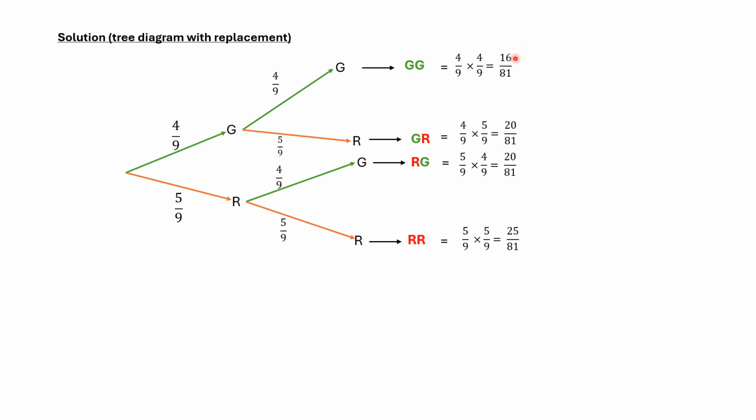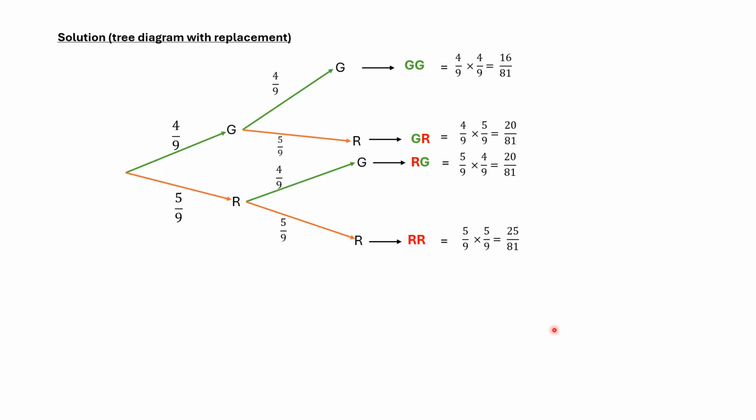So if you add 16 plus 20 plus 20 plus 25, it should also give you 81. So 81 divided by 81 is 1. So this means our calculation seems to be correct, because probability, remember, always lies between 0 and 1. You can't have an answer greater than 1, neither can you have an answer less than 0.